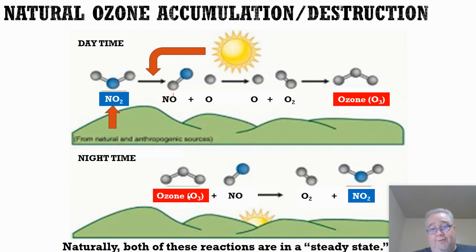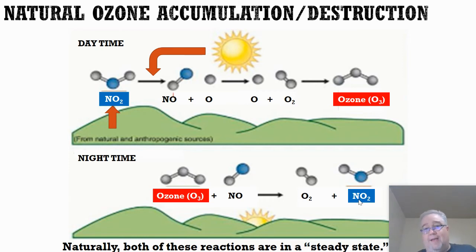So really, if you look at this bottom reaction, this is basically the exact opposite of what's happening up here. During the daytime, NO2 is going into the air and producing ozone. But at nighttime, that ozone is breaking down into NO2. So this is just a nice balance, a nice steady state, right? Ozone is being built up, and then ozone is being broken down. Every day it's this up and down.